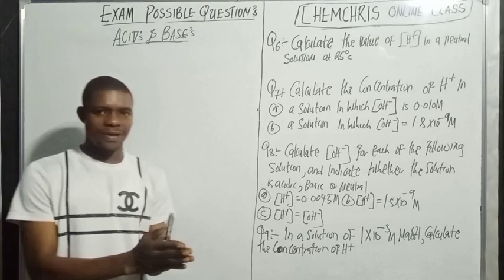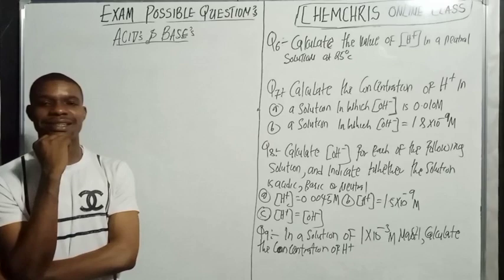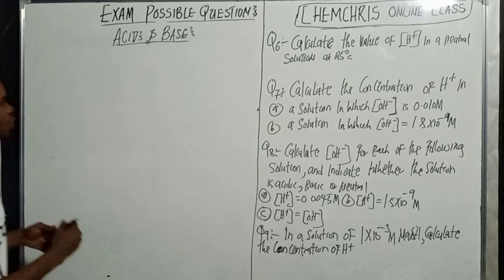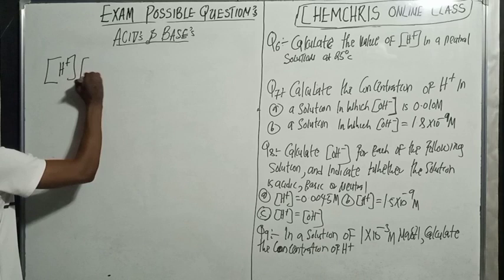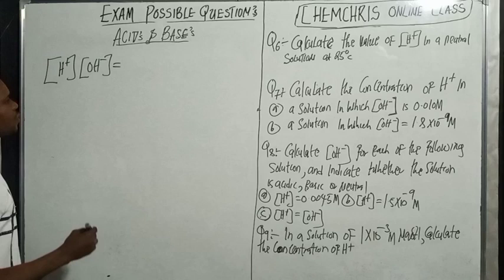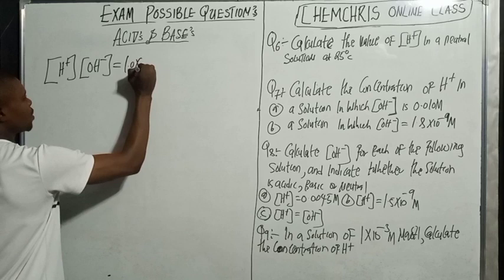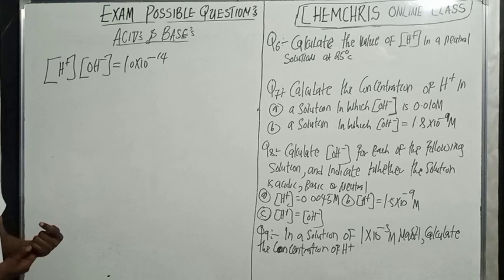There are two major ways we can solve this problem here. But if you check very well, I've given you the formula that relates H plus and OH minus. Check your notes. The formula says H plus concentration times OH minus equals 1.0 exponential minus 14. This is what you have to use in the calculation. Although we still have another method to use, this is the easiest way.